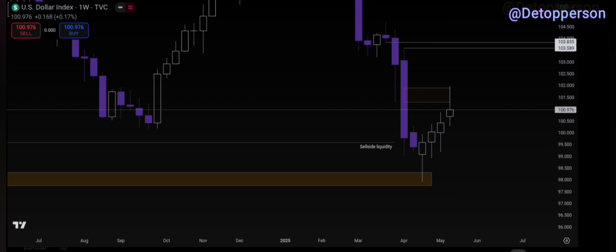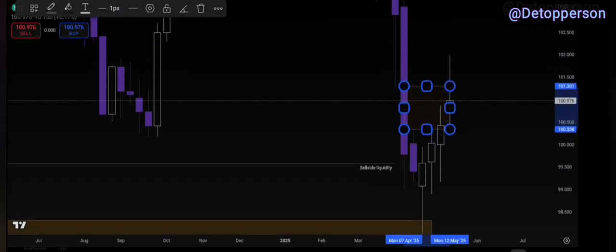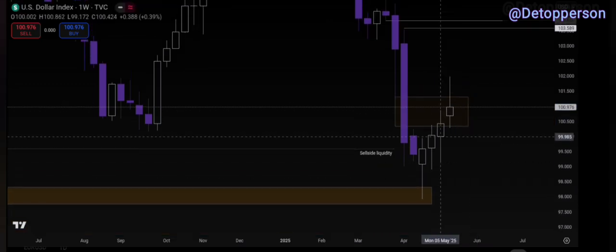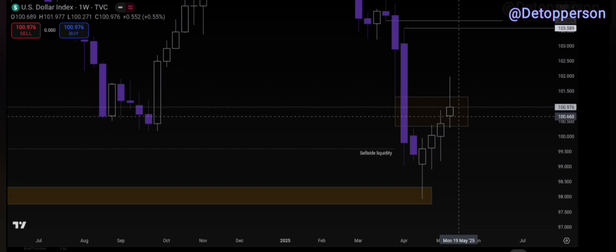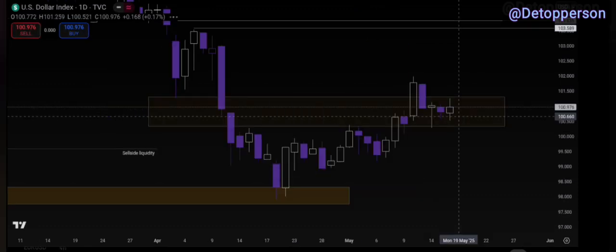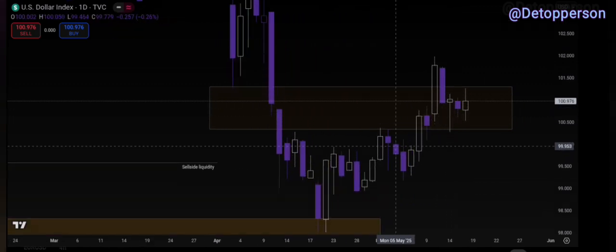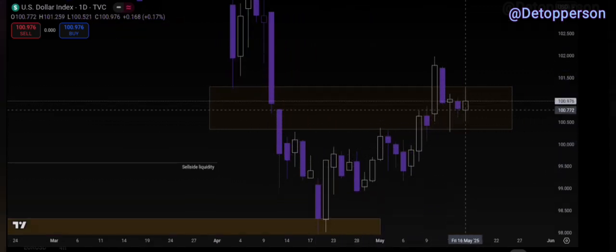Okay, so on the weekly we have this favorable gap, bearish favorable gap, and you could see how price reacted. But lately this week price kind of traded above and rejected. So currently if we go down to the daily, you're going to see something interesting. Price has been making a series of higher highs and higher lows in the internal structure.